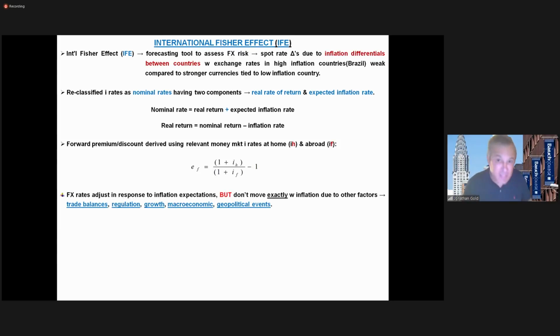What's important to remember here with the Fisher effect is that rates are going to adjust always to inflation expectations, as we know. There's a big but, though. They don't move exactly with inflation because of differences in what? Trade balances, regulation, growth, macroeconomic, and of course, geopolitical events. But the international Fisher effect has proven to be a reliable guide for foreign exchange rate changes over the course of the last 70 years.